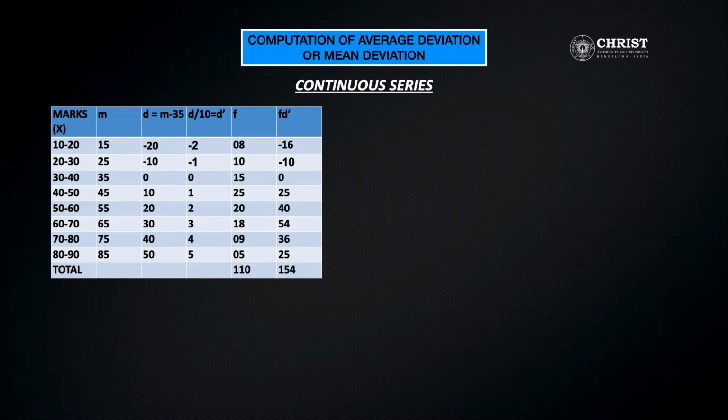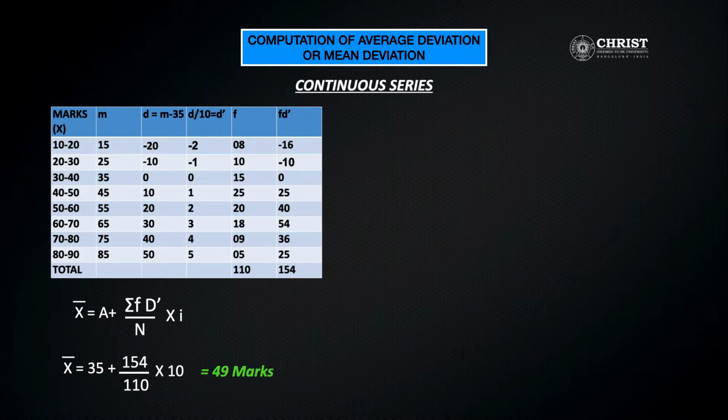Now the mean value you have to calculate. The equation is A plus sigma f d dash by n into i. So when we substitute the values, we will get x bar, or mean, is equal to 35 plus, where 35 is the assumed mean. We have taken deviations from 35. So 35 plus 154, that is the f d dash total, 154 divided by n, the total frequency 110, into class interval 10, that is 49 marks.